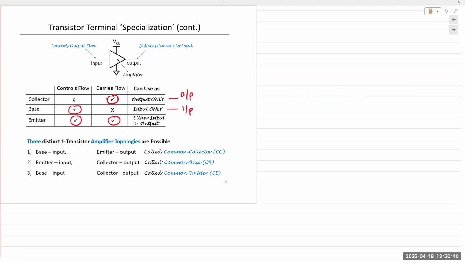If the collector is common between the input side and the output side, we call it the common collector configuration. If the emitter is common to both the input and output side, then it's known as the common emitter configuration. And if the base is common to both the input and output, then it's the common base. By that, I mean if you have a system with 3 terminals, you have one terminal that is common.